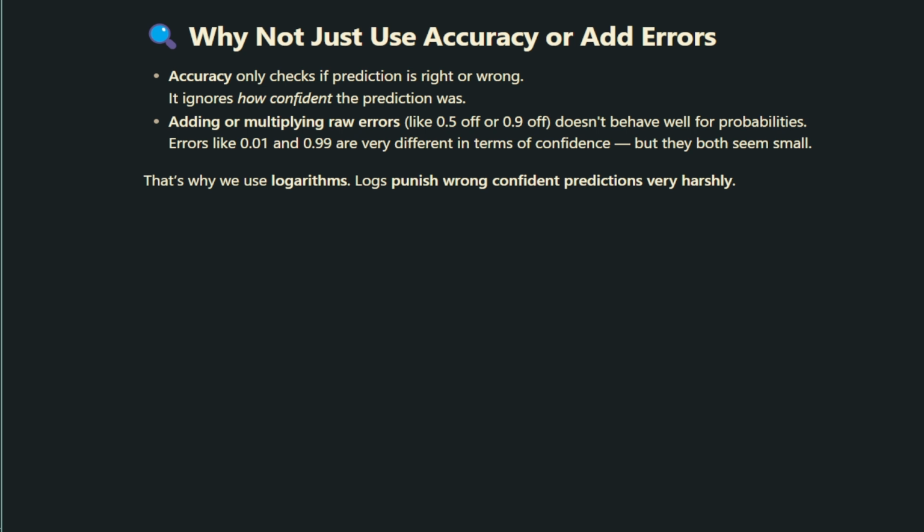And this is where logarithms come in. Logs punish confident wrong predictions very harshly while still rewarding confident correct predictions. That's why log loss works much better than accuracy or raw error sums for classification models.